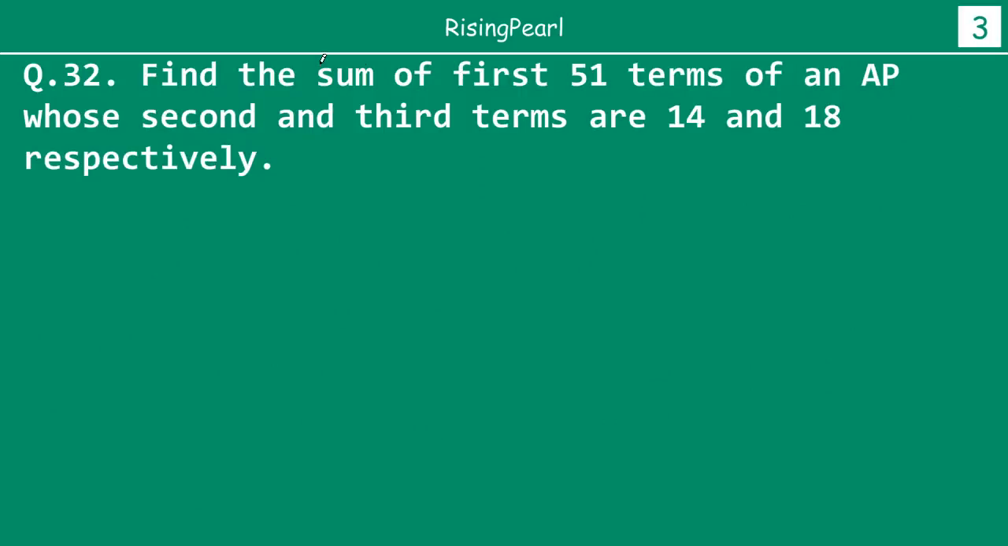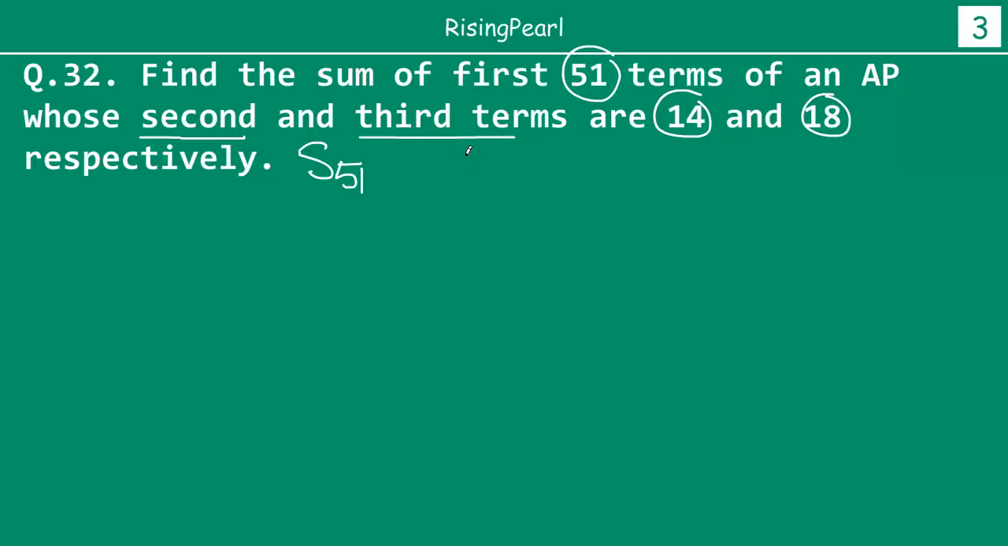Here, find the sum of first 51 terms. So we have to find out the sum of 51 terms of an AP whose second and third terms are 14 and 18 respectively. So this is very interesting, and like I have mentioned to you over and over again, it is my goal at risingpearl.com to give you all kinds of flavors of questions that you may get on the topic. So this is the first time we are looking at a question like this.